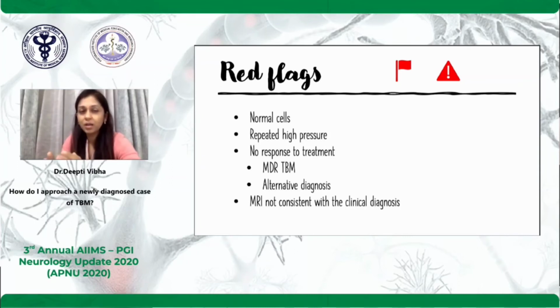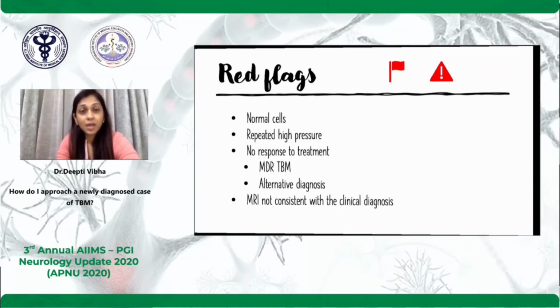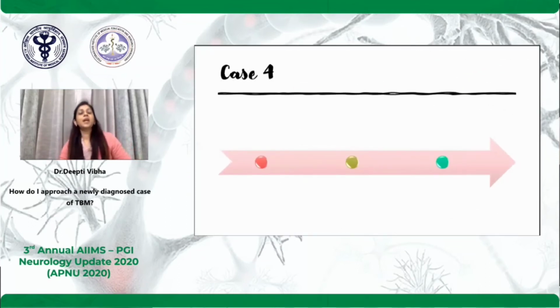What should alert you that this could not be TBM? One is, of course, normal cells. Second is repeated high pressure, which can happen very commonly, especially with cryptococcal meningitis and carcinomatous meningitis. No response to treatment should prompt you about an alternative diagnosis or multi-drug resistant tuberculosis, or if MRI is not consistent with the clinical diagnosis. And I'll show you one case like that.